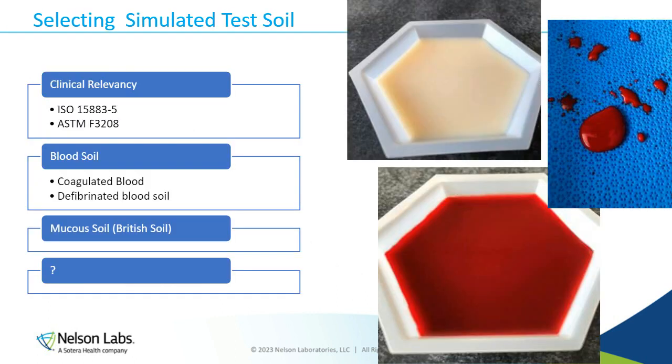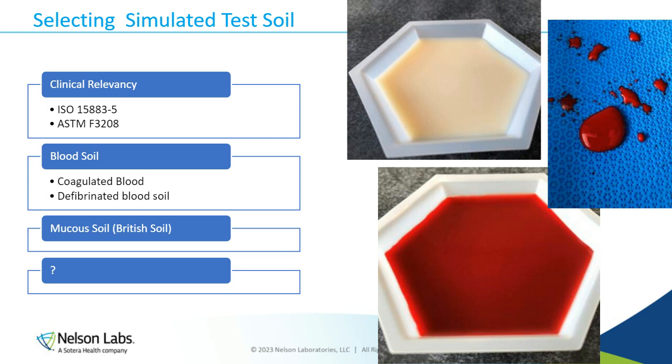Now, selecting simulated use soils, right? Now we selected our sites, and now we have to figure out what we are putting on these test sites. We have to make sure that we're using the right simulated use test soils. Anything with blood, you will see coagulated blood, defibrinated blood. If you see mucous membranes, you see different types of sebum or British test soil, or you could even do a mixture. Okay, this is left to your interpretation.